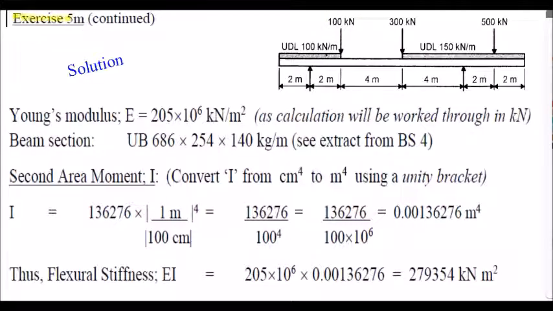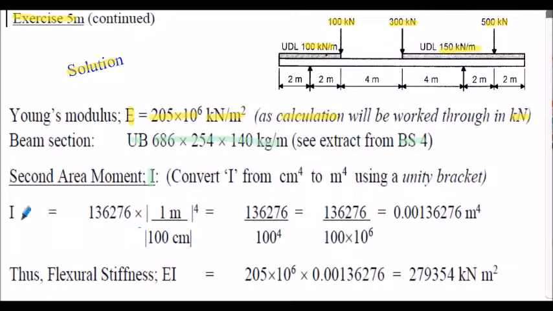Exercise 5M, here's the beginning of the solution. Again, notice that my elastic modulus will be used as 205 times 10 to the 6 kilonewtons per meter squared, because I'm working my calculation through in kilonewtons. Again, all the loading, the point loads applied are in kilonewtons, and the UDLs are stated kilonewtons per meter. And we're given the UB section 686 by 254 by 140 kilograms per meter from BS4 on the previous slide.